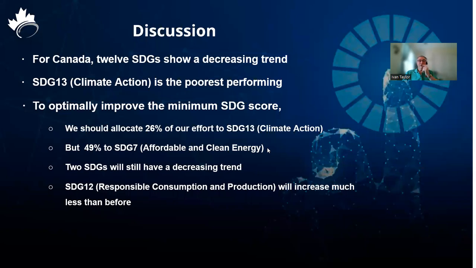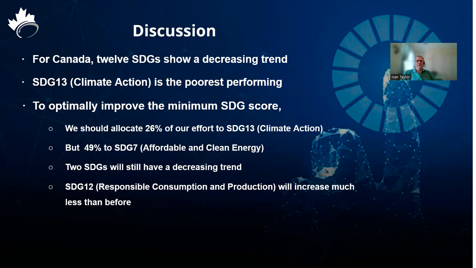So just to wrap up the presentation, we looked at Canada, and we looked at a model of the SDGs over time, and we found that our model could project into the future, and we found that 12 of the SDGs for Canada were showing a decreasing trend in the near future. And the poorest performing SDG was SDG 13, climate action.